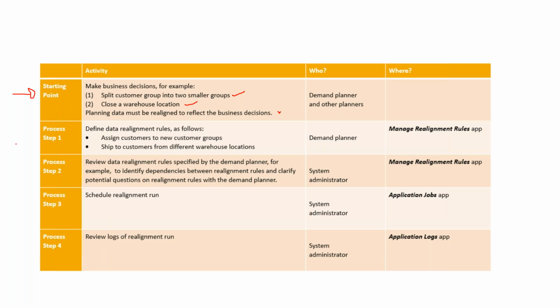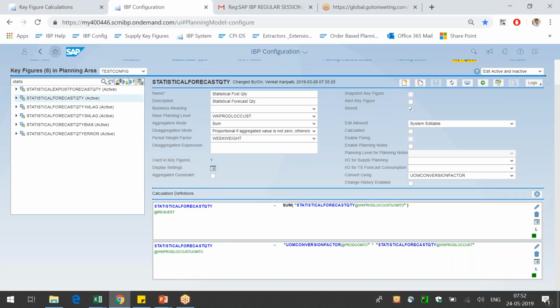Now what's the first step? We have to convert all these business decisions into data realignment rules. We have to come up with the rules and transform these, such as splitting a customer group into smaller groups and closing a warehouse location, into data realignment rules. The demand planner usually goes into the Manage Realignment Rules application, which is part of the demand planner catalog. I go here.